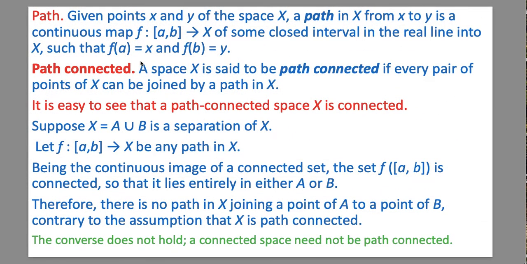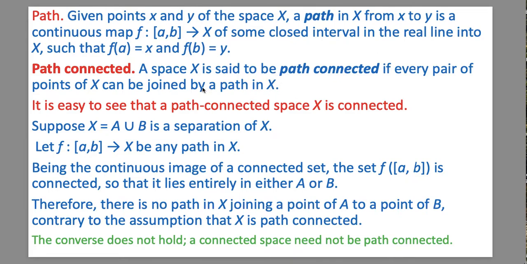Now we define a path. Suppose x and y are given points of a topological space X. A path in X from a point x to another point y is a continuous map f from some closed interval [a, b] of the real line into X so that f(a) is equal to x and f(b) is equal to y. Now, path connectedness. A space X is said to be path connected if every pair of points x, y belonging to X can be joined by a path in X.